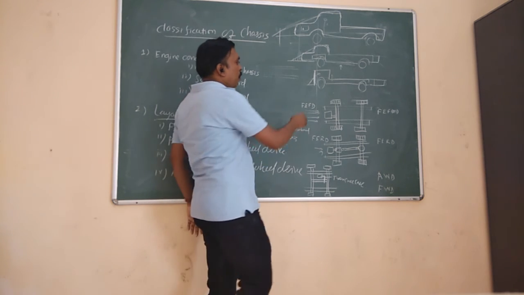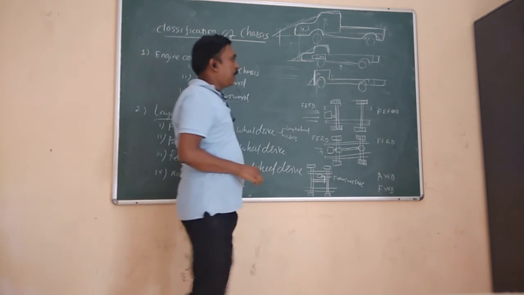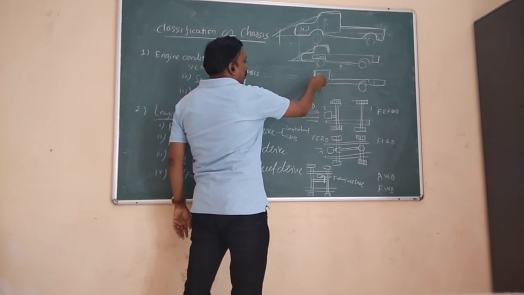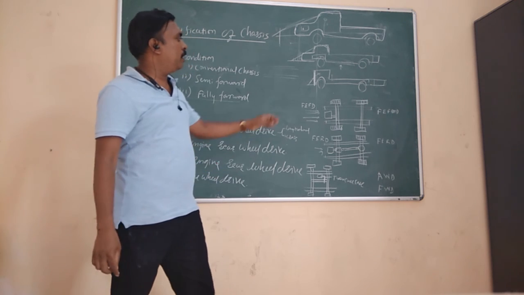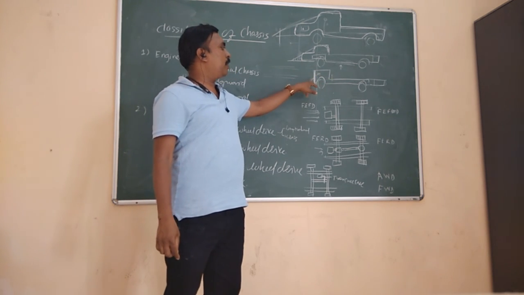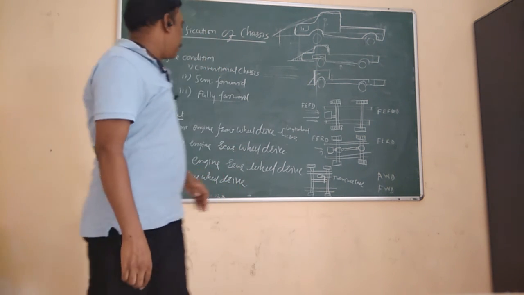Then comes the fully forward chassis, where the driver has proper visibility, with only a very small portion blocked, and the engine is mounted below the driver cabin. The driver can see, so that kind of chassis is called a fully forward chassis.